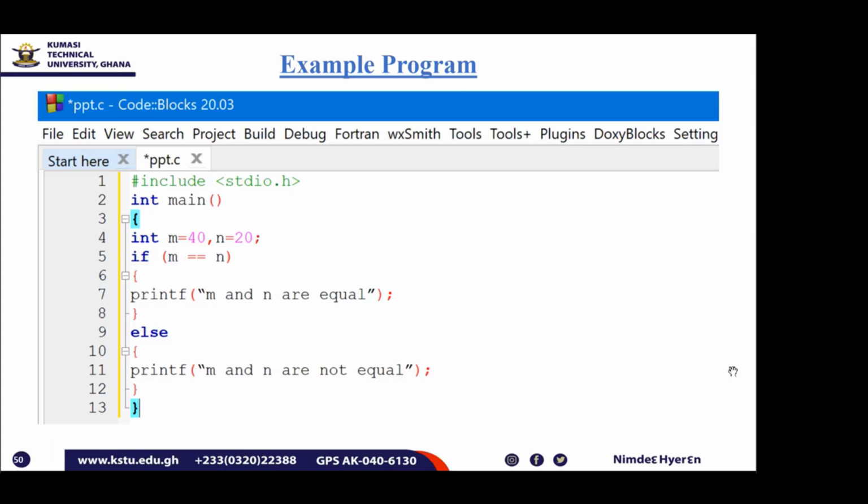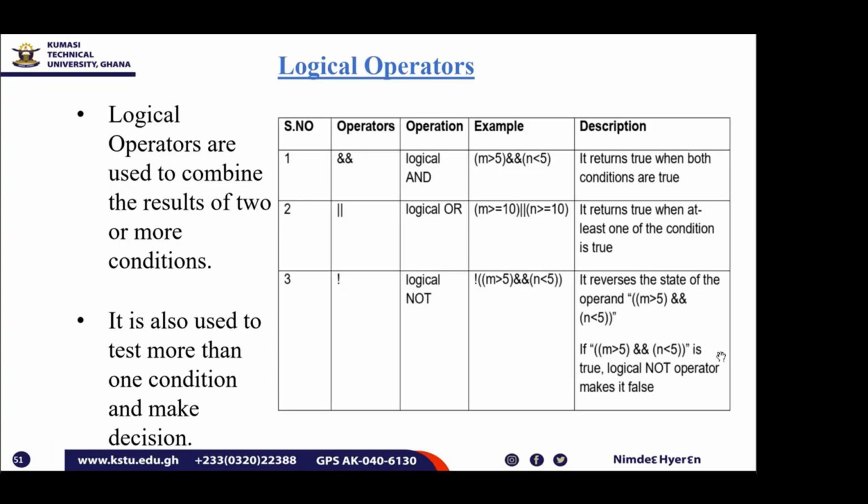All right. Now, the next kind of operators we would want to look at is logical operators. And like I said earlier on, logical operators are used to combine the results of two or more conditions. And they use logical principles. It is also used to test more than one condition and make a decision out of these conditions.